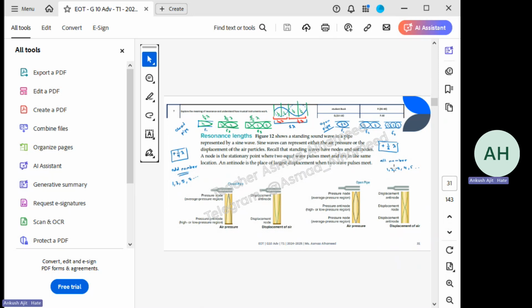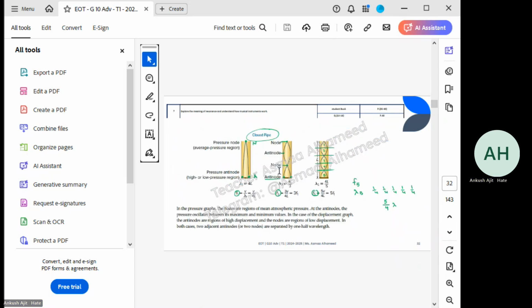This is for all the numbers 1, 2, 3, 4. Open pipe will be consecutive numbers. Closed pipe will be alternate, odd numbers: 1, 3, 5, 7, like that. This formula will be given to you in the paper, so don't worry. Remember how it is given: 1/4, 3/4, 5/4. This is the closed pipe, and this is the open pipe: 1, 2, and 3.